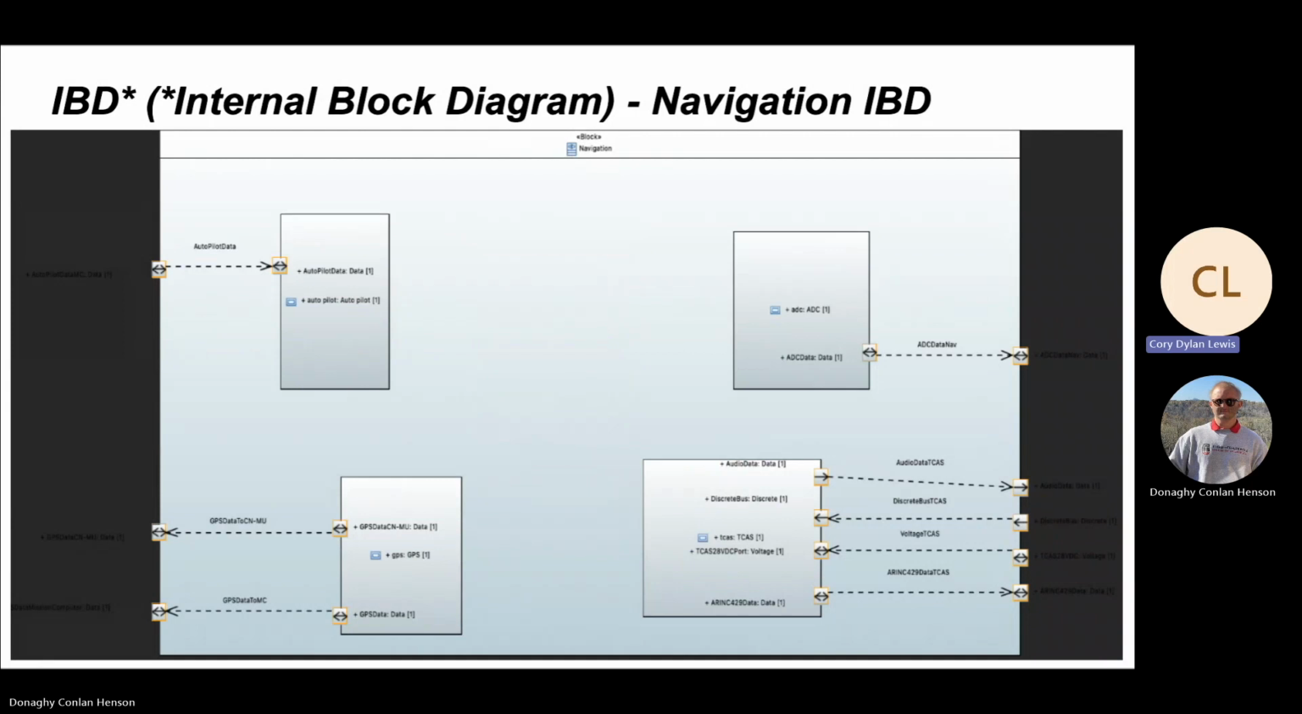As you can see here with the navigation block, we have 4 new blocks. We have the autopilot block, the ADC block, the TCAS block, which we were just looking at, and the GPS block. You can see the data coming out that we were talking about, the audio data, the discrete data, the voltage, and the ARINC 429, which continues to go to the next level, the plane block.